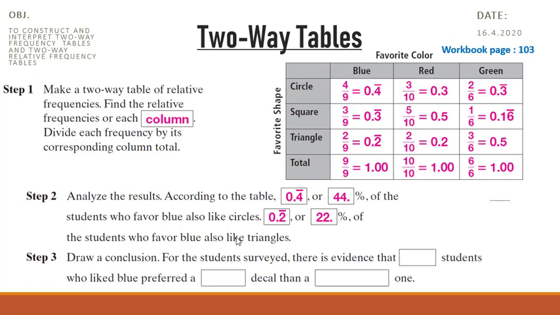Now let's draw a conclusion. Let's judge. Do we have evidence that more students who favor blue also like circles than students who like blue and also like triangles? Of course, yes, we have evidence. There is evidence that more students who liked blue preferred a round decal than a triangular one.